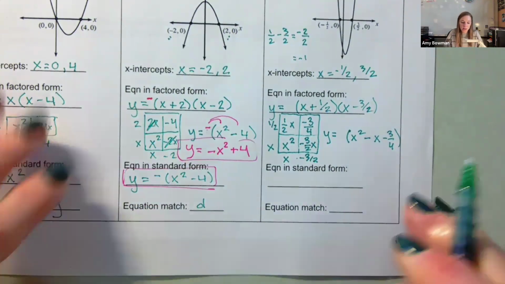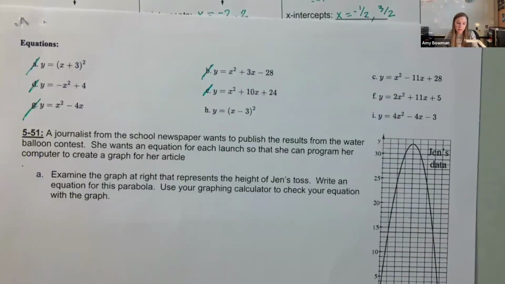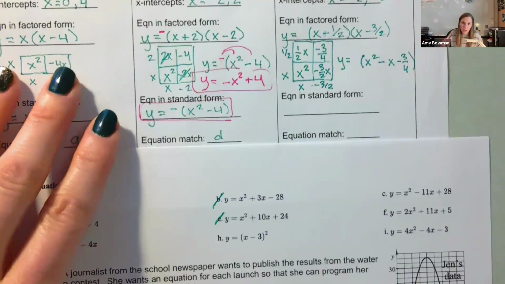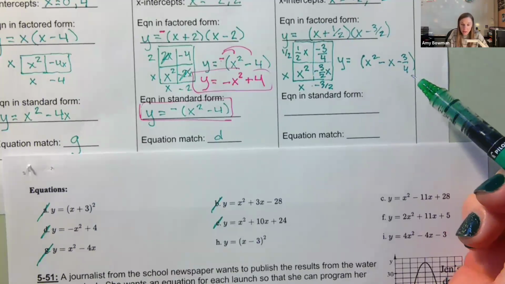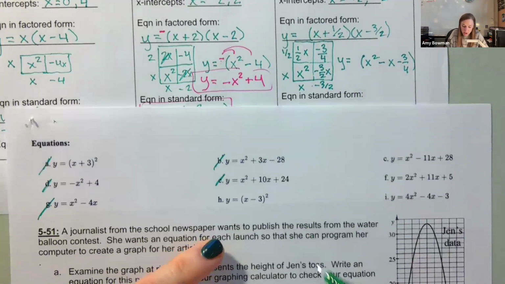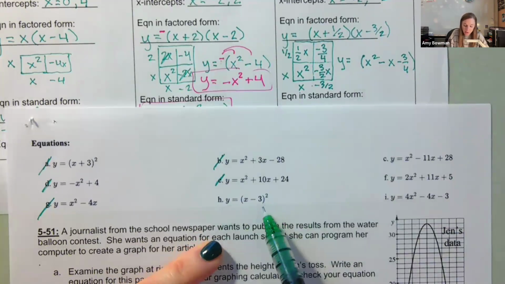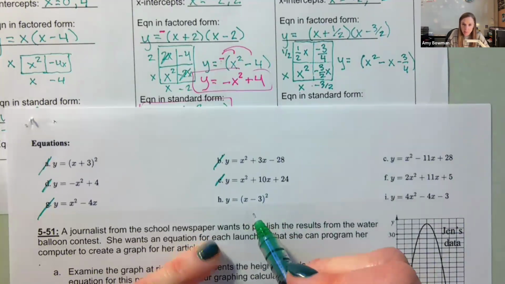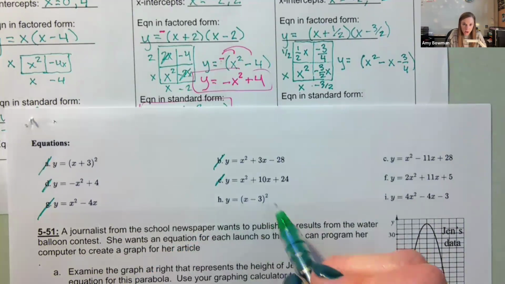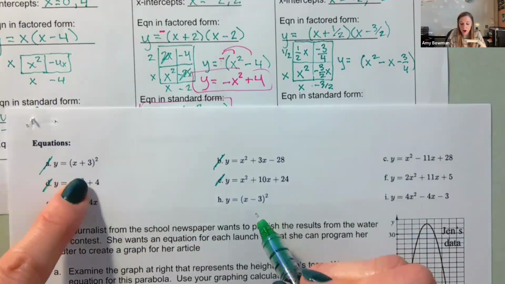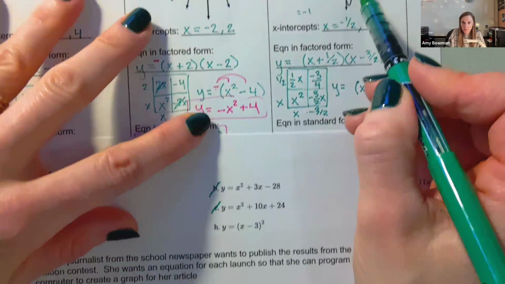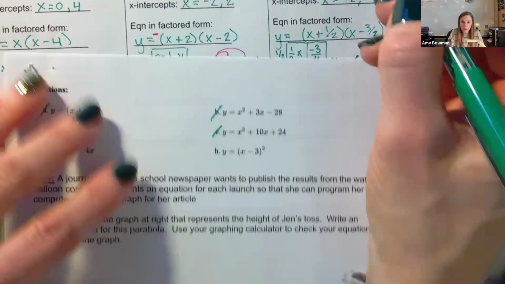So if we go and look at the next page, trying to find a graph like that, I'll do this so you guys can see both at the same time. Okay, so we got x squared minus x minus 3/4. Looking at our options, option H, (x minus 3) squared, we know that this would have to be a parabola that, since it only has one factor that's being squared, would have its vertex on the x-axis, which is definitely not the case here. So we can rule out H.